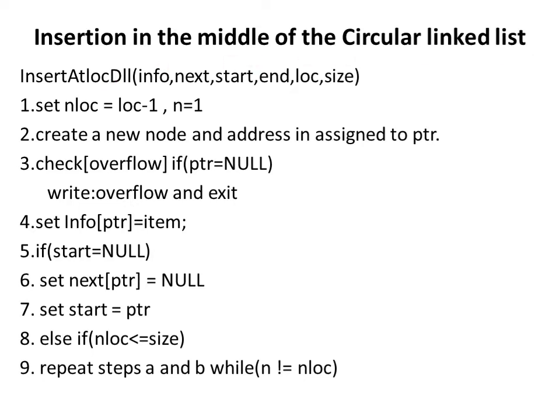Insertion in the middle of the circular linked list. Here I am allocating the functions. Initially, the location n is location minus 1, then n equals 1. I am taking these variables. One is info, to insert an information, that is the item to be inserted. Next is to store the address. Start is the starting of the list and end is the ending of the list, location is where exactly the current position is, and size is the size of the linked list. Here create a node and assign the address to a pointer. Check whether it is overflow. That means if pointer equals null, it will print overflow and exit, and I am setting the info of pointer equals the item. If start equals null, what happens?